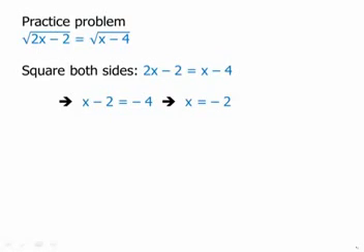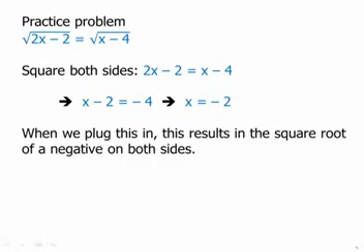All right, very good. But now, what happens if we plug this back into the original equation? When we plug this in, this results in the square root of a negative on both sides. So we get the square root of negative 6. And the square root of negative 6 is something outside the real number system. It does not live anywhere on the number line. So we can't do math with that. For our purposes, that is just an error. And this equation has no solution.